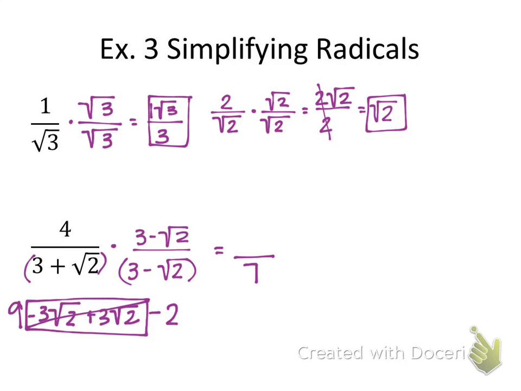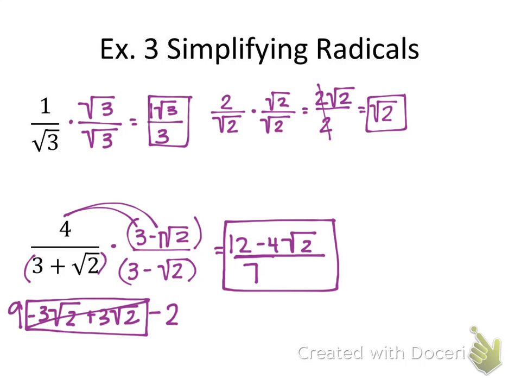Okay? Now I just need to distribute this 4 to everything in the numerator. 4 times 3 is 12. 4 times negative, what's that number right there? 1. It's going to be negative 4 times the square root of 2. Is there anything here I can simplify? Are they like terms? Is 12 minus 4 like terms? No, because that 4 has the square root of 2 behind it. So this is my final answer.